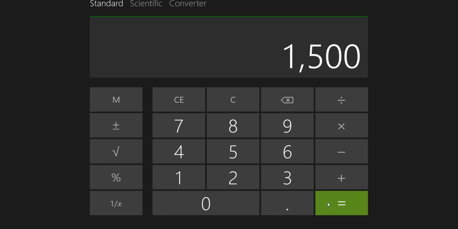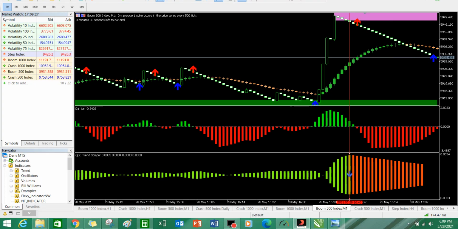Wow, $1,500. With that, you can increase your trading capital. Once you have increased your trading capital, you can also increase your lot size in order to maximize more profit. I mean, using a reasonable lot size that will go with this amount of money. So that is how amazing this is.